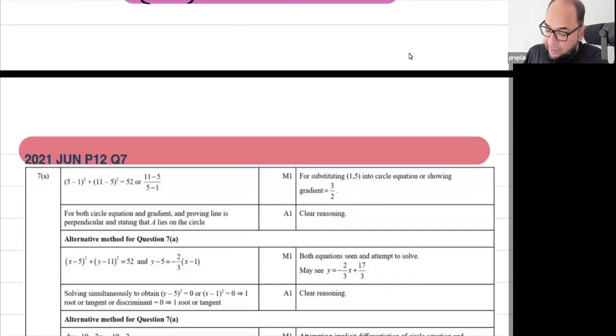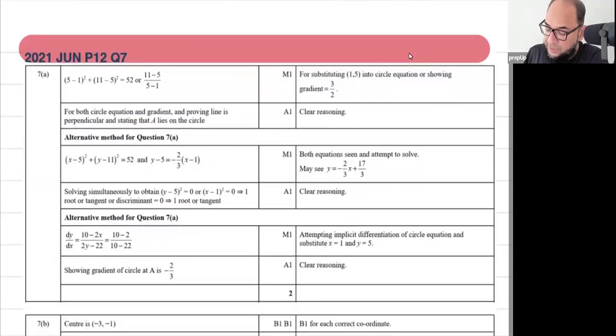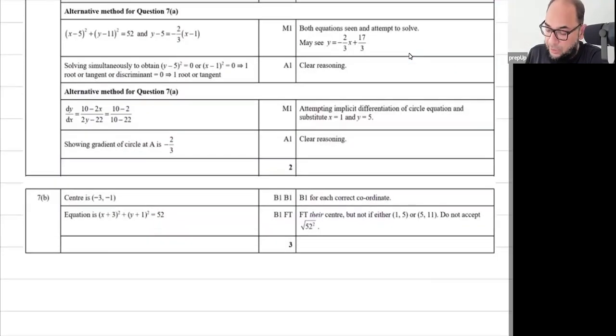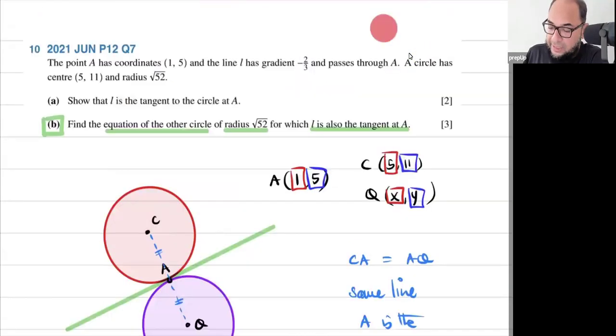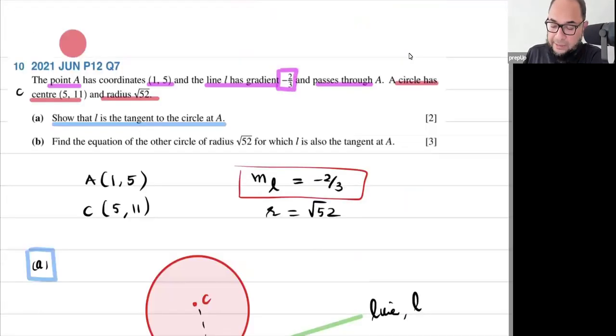So let's go ahead and double check this. The first one was pretty obvious. The second one is over here: x plus 3 whole square plus y plus 1 whole square equals 52. So that's how this question is done. It's done on 2 pages.